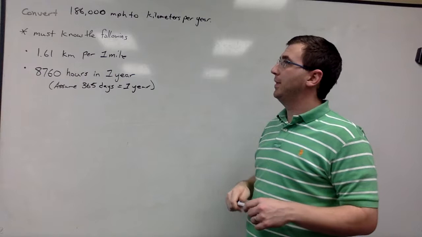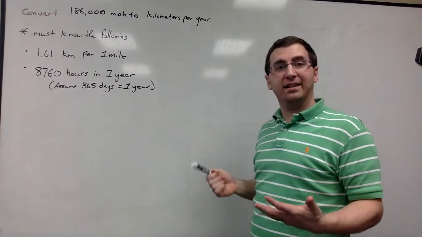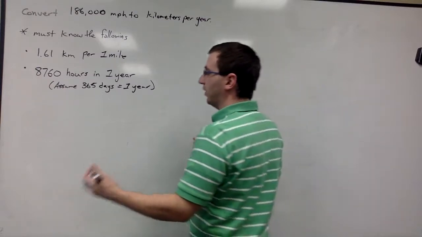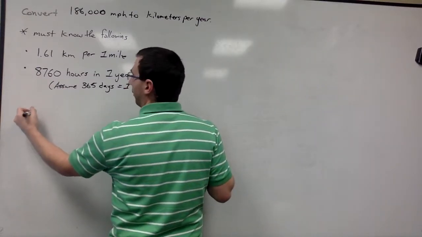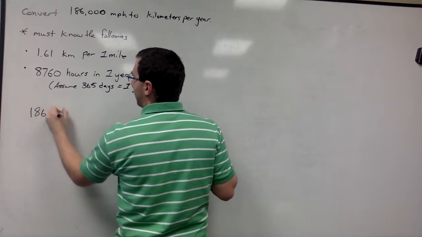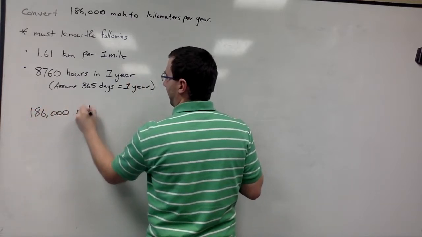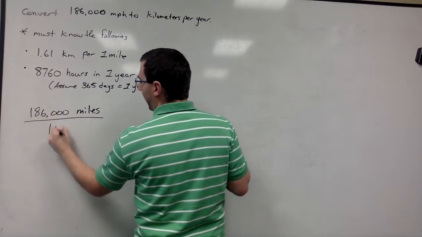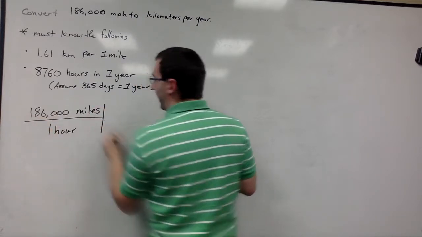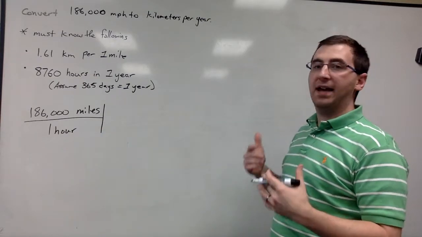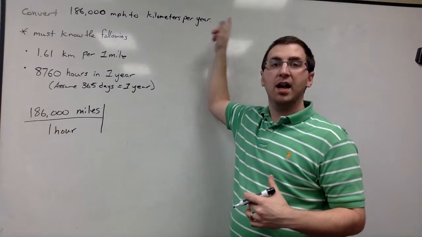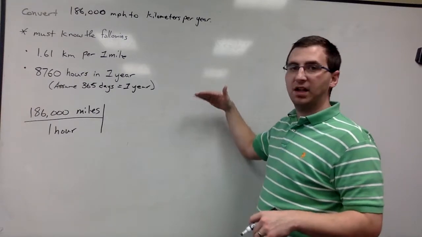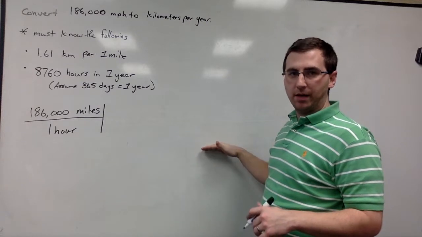So now we get to the meat and potatoes: converting 186,000 miles per hour into kilometers per year. We start off using the same diagram that we did earlier. 186,000 miles per, or over, 1 hour. Now, our problem says it has to be in kilometers per year. That's what our final unit should end up in. So we should have kilometers on the top and a year on the bottom.